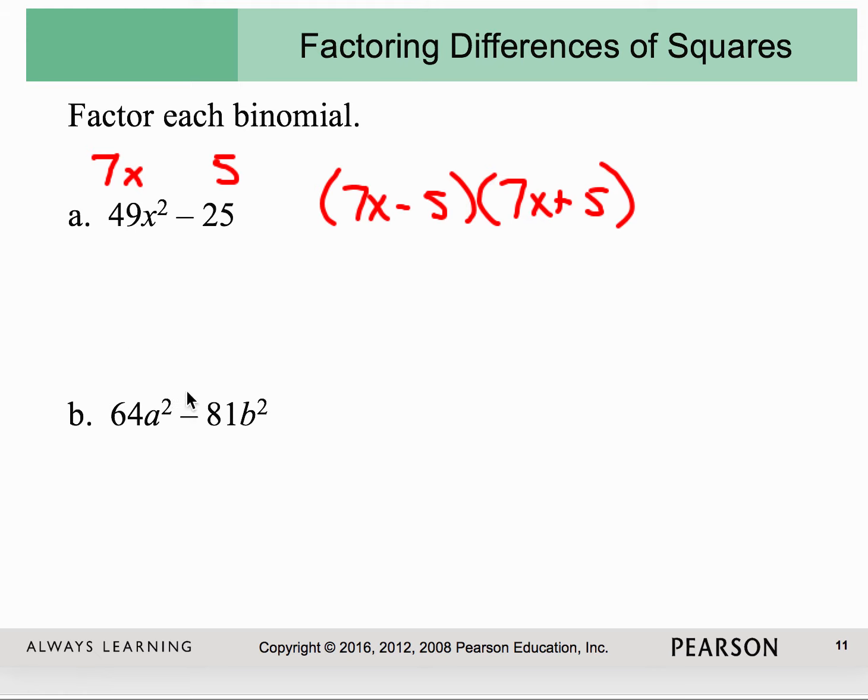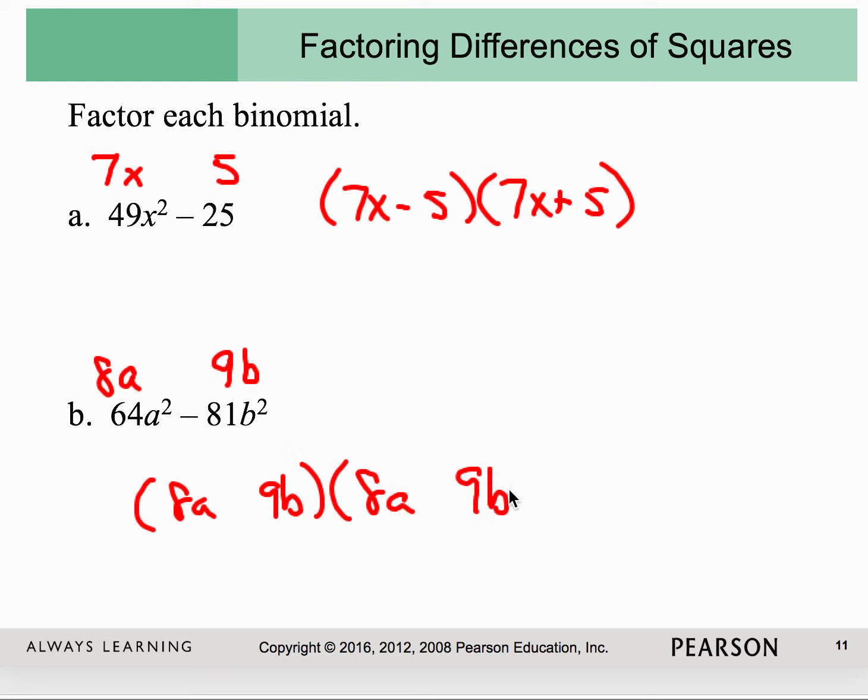Okay, still looking at squares. So yes, that's 8 squared, and that's 9 squared. So all I do is put the 8a and the 9b in each factor. One gets a plus and one gets a minus. Doesn't matter which one.